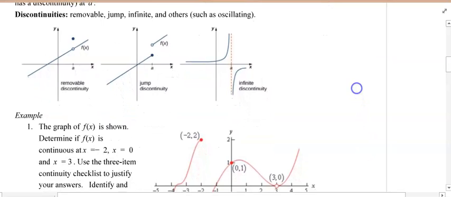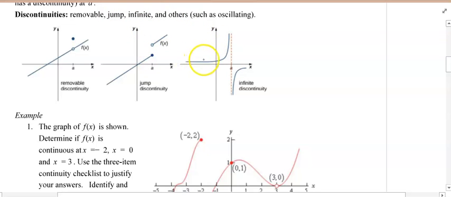Let's look at the types of discontinuities that may exist. The three basic types are, first, removable discontinuity, where the function has a hole in the graph at a. Then there's a jump discontinuity, where the graph goes up to a point and then jumps up or down. If there's a gap between, then it's called a jump discontinuity.